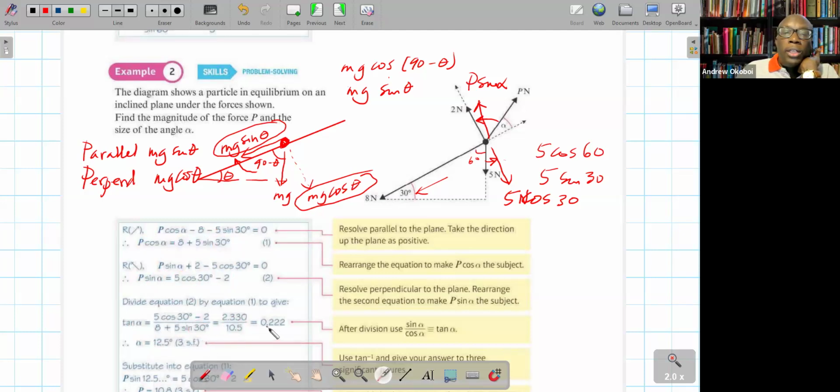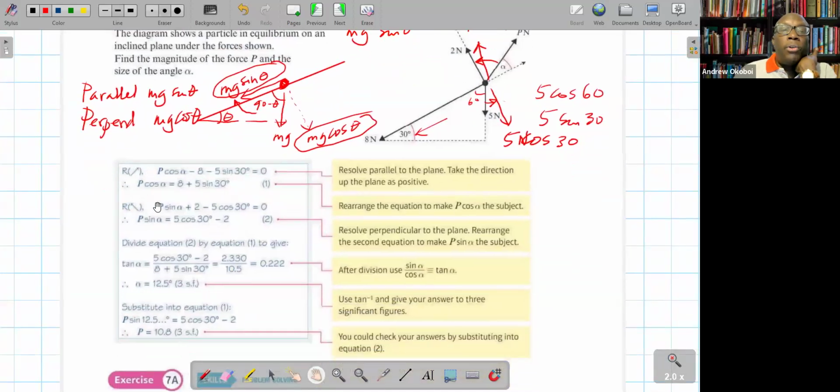We solve them on the calculator, and we get the tangent of alpha. And then we'll do tan inverse and find out what alpha is in degrees. So we now know that this angle here is 12.5 degrees because we found the tangent and plugged it into tan inverse. Now, once we know what alpha is, then solving for P, you can pick any equation you want, any one of the two. Equation 1 or equation 2 to find P. That's entirely up to you.